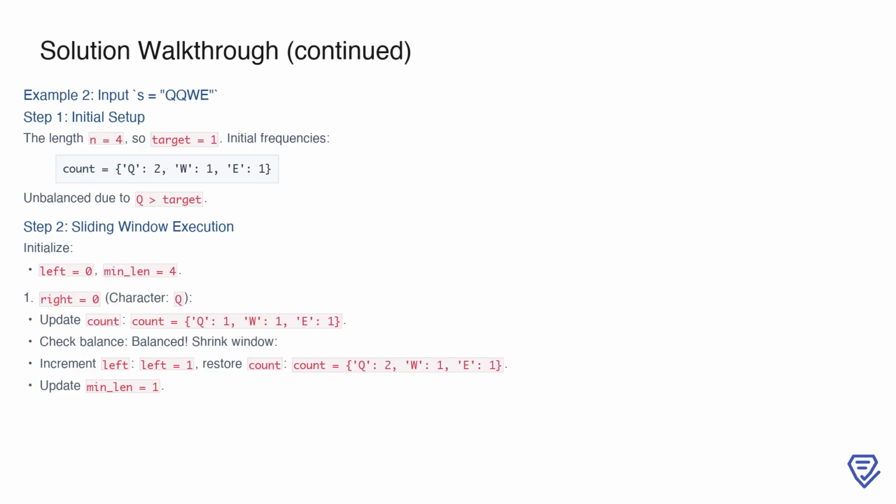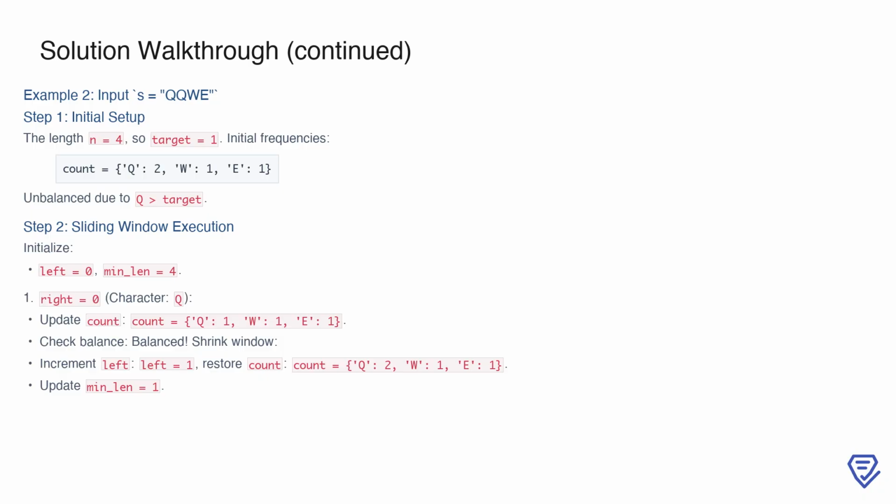In this next example, we consider the string s equals QQWE. The length of the string is 4, so the target frequency for each character is 1. Using counter, the initial character frequencies are calculated as Q2, W1, E1. The string is unbalanced because Q exceeds the target.